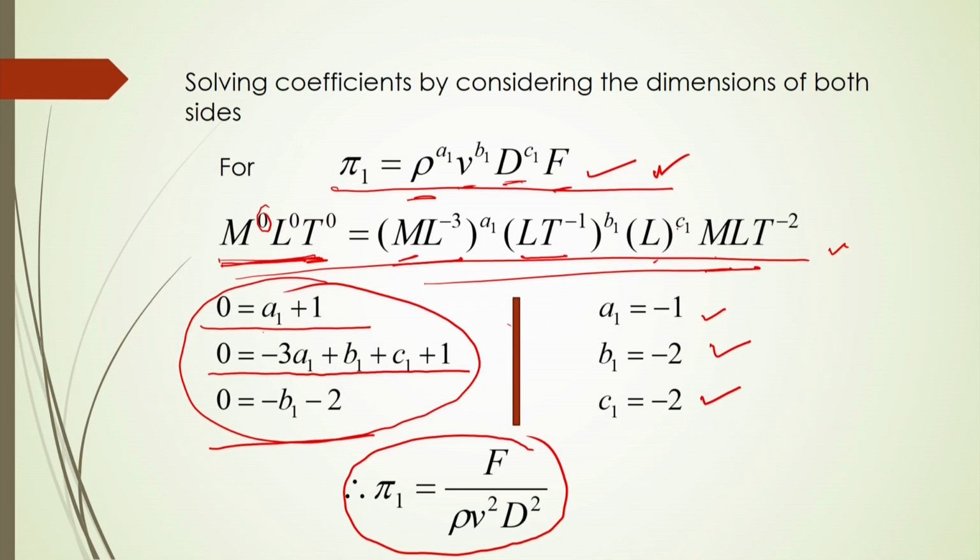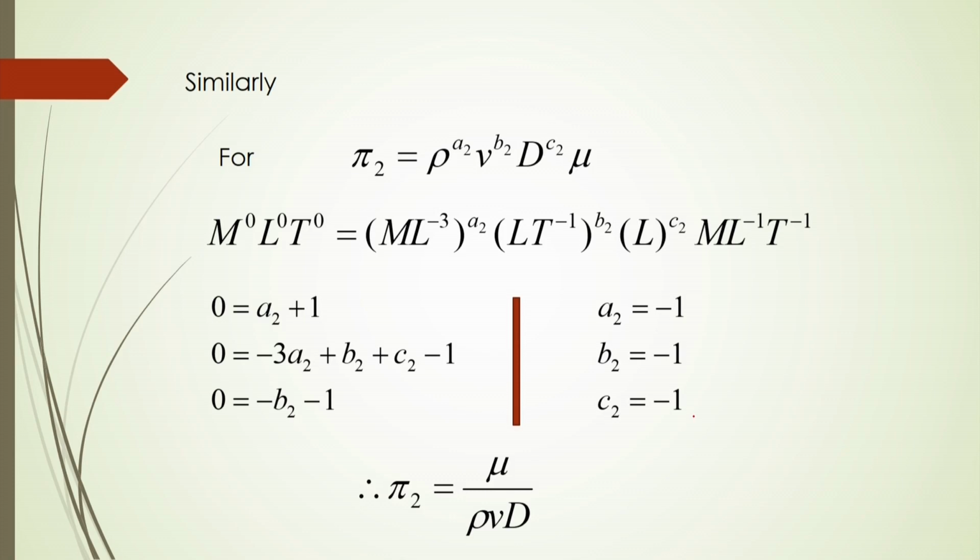You can compare the right hand side of this equation, f by rho v square d square, and it will come out as dimensionless. So, these are dimensionless groups. One dimensionless group is now formed. Similarly, you can do it for phi 2, the second dimensionless group. It will be rho to the power a 2, v to the power b 2, d to the power c 2 into mu. Here mu is considered instead of f.